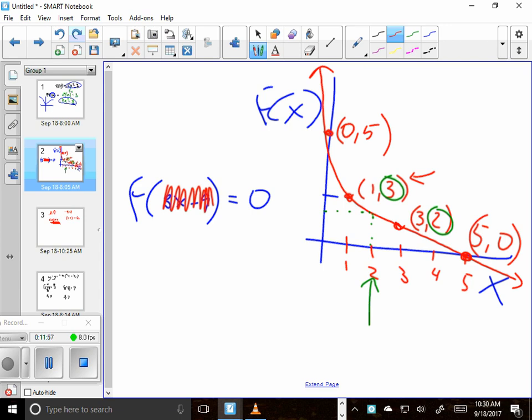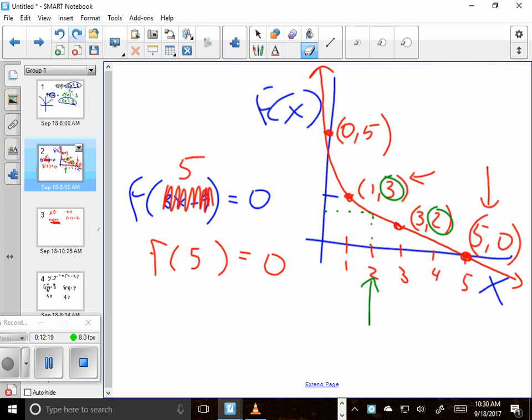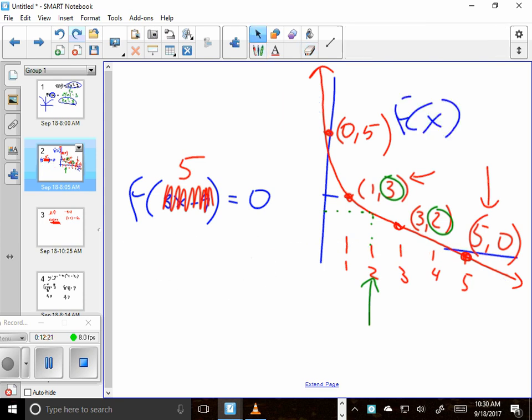What point is this? F of what is what? F of 5 is 0. So right there, this part has to be 5. So can I just say the answer is 5? No, because what's underneath there needs to equal 5. What's underneath the scribbly thing must be 5, but it's not.